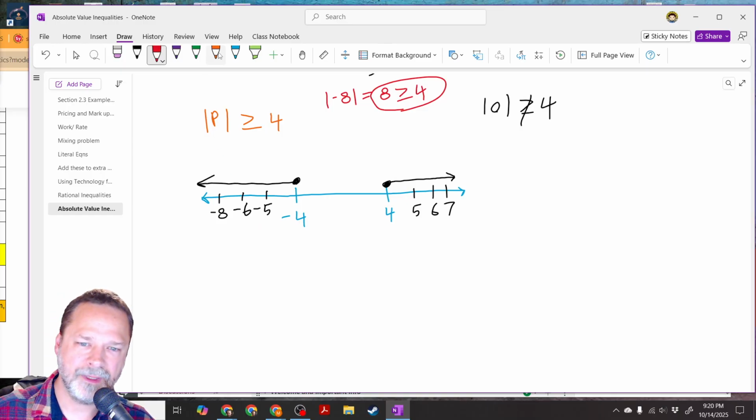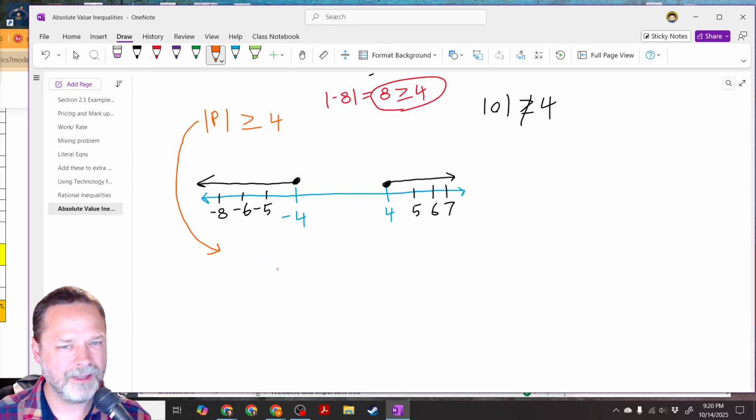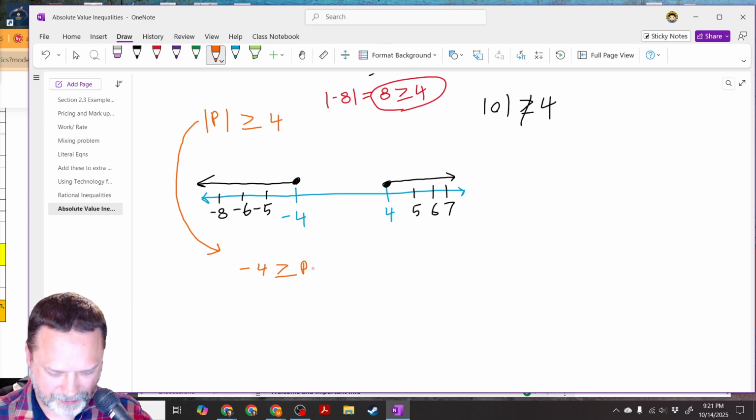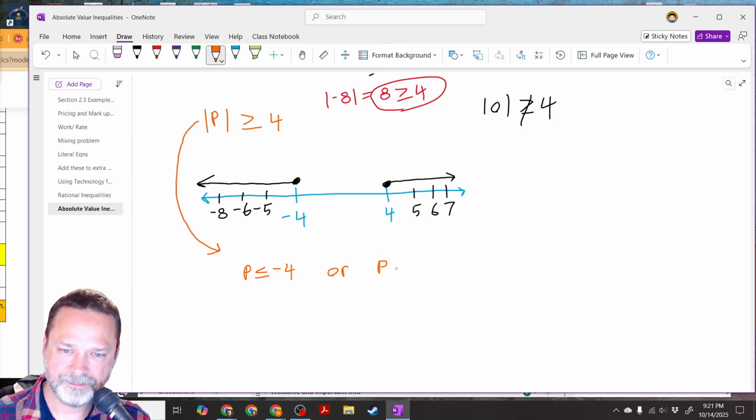So what do we end up with? We end up with this absolute value being greater than a number, being the same as another compound inequality. In this case, p is less than or equal to -4, or p is greater than or equal to 4.